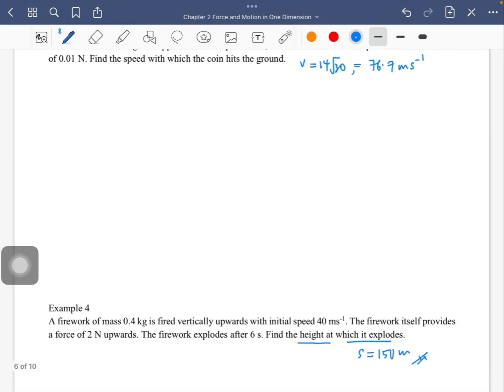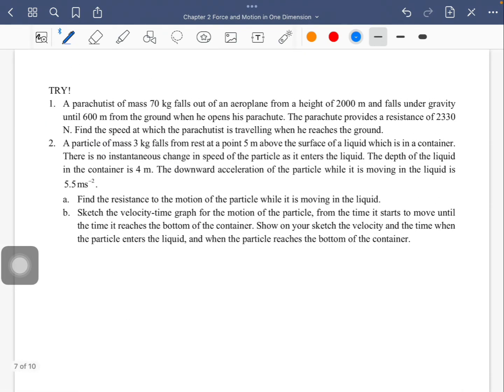And besides that, as you move to the next page, we have try question. So this try question is actually interesting to try, so hopefully you can try also. And the answer for question 1, you will have 7.56 meter per second. And for question 2, try question A, you're gonna get 13.5 Newton. And for question 2B, because the question asks you to show, right, so you sketch this one. Chat with your friend for the question 2B. Alright.